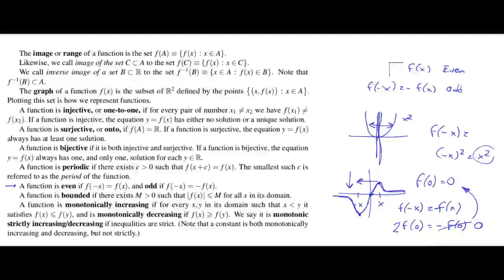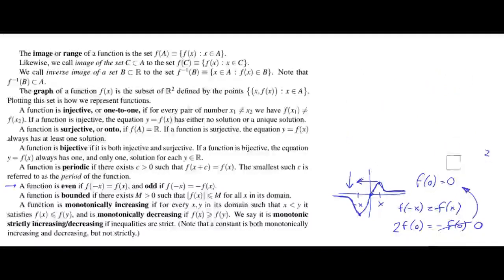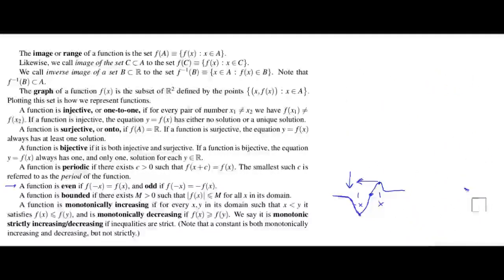So those are even and odd functions. We will have some problems to work with even and odd functions so that you get used to them.